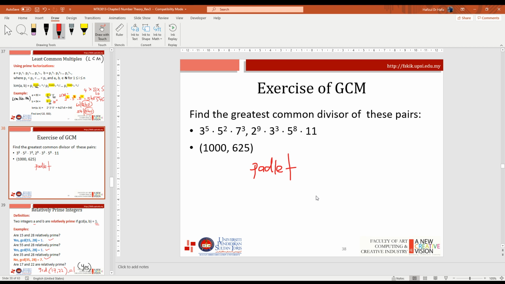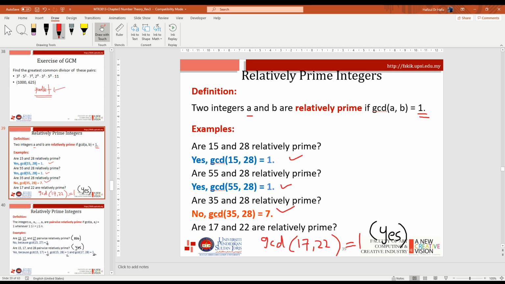Okay, for the exercise on GCD, find the greatest common divisor of this pair. This one you go for the exercise in parallel. And then relatively prime integers: two integers a and b are relatively prime if GCD of a and b is equivalent to 1.